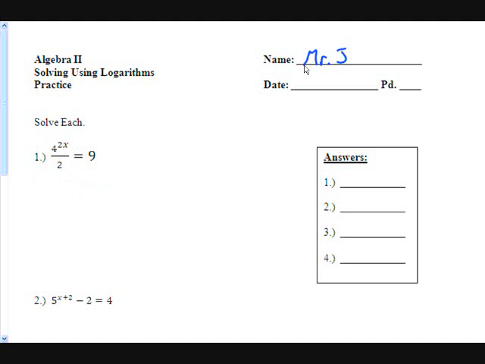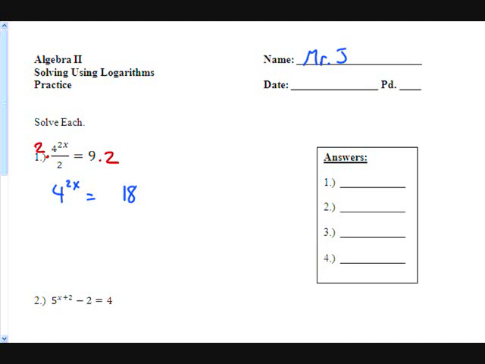So to get rid of dividing by 2, I'm going to multiply each side of the equation by 2. Over here, that's going to leave me with a 4 raised to the 2x. Over here, it's going to leave me with an 18. Now the exponential part of the equation is isolated, so now I can undo some things using logarithms.